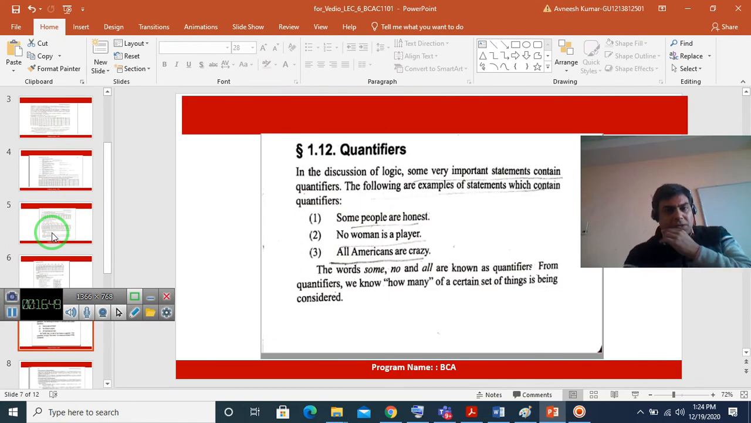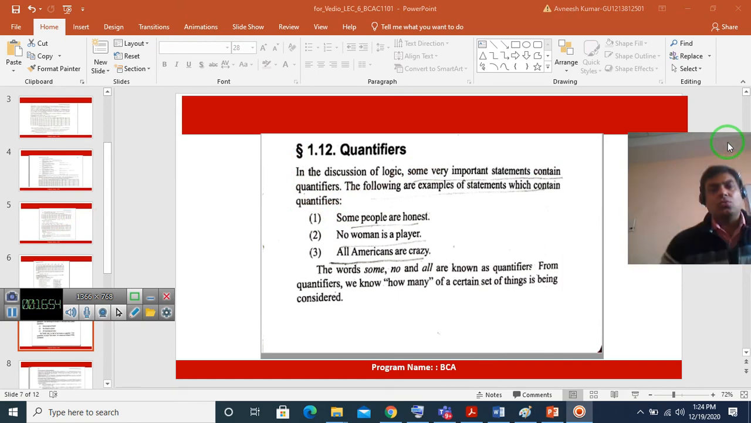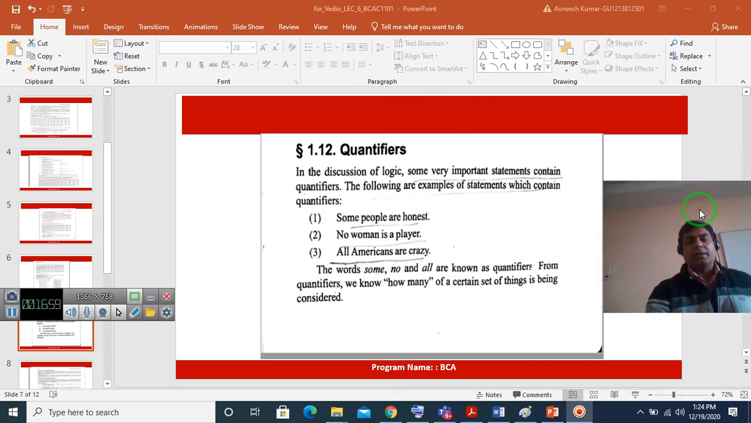Now there are quantifiers. Quantifiers are terms used as a quantity. Just like that, some people are honest. Some means a quantity. No woman is a player, meaning no is a quantity. All Americans are crazy. All is a quantity. How many books do you have? So how many, all, no, some: all these terms are used for quantifiers, so they are called quantifiers.